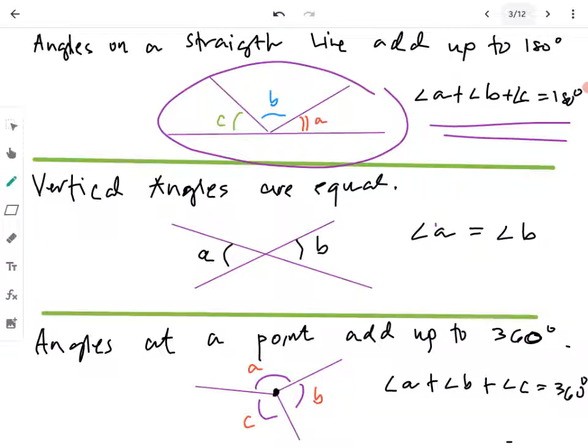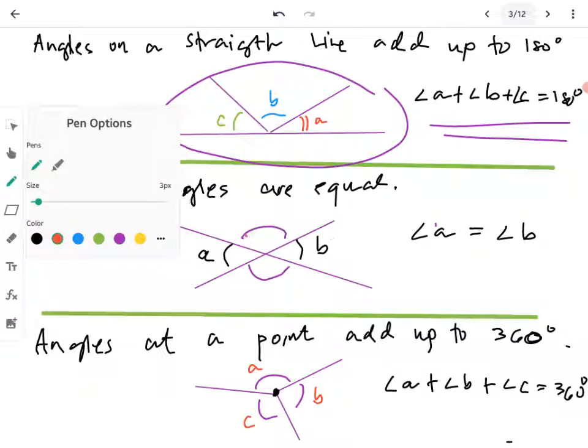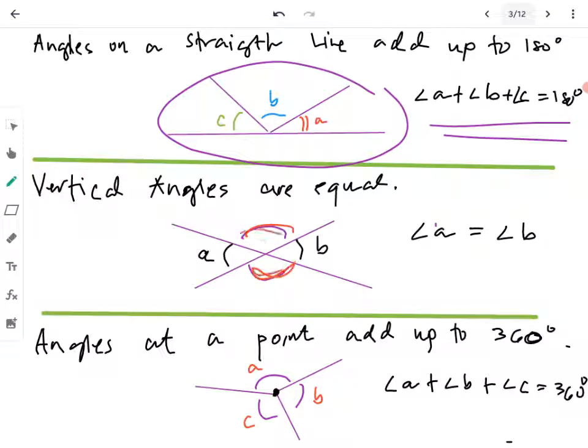Next is vertical angles. When two straight lines intersect, they form vertical angles, and those vertical angles are equal. In this illustration, the vertical angles are A and B. These are also vertical angles. Let's mark that red. They are also equal.